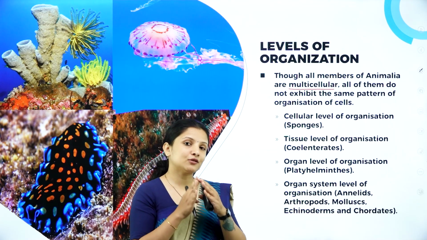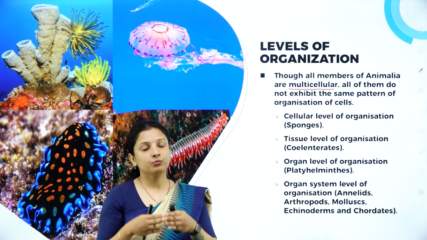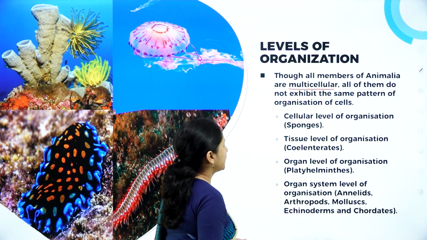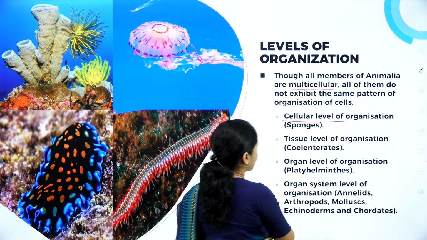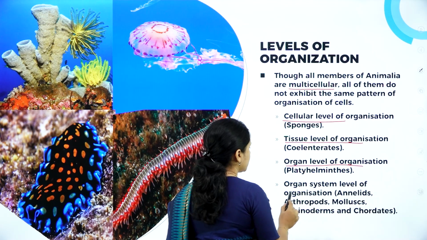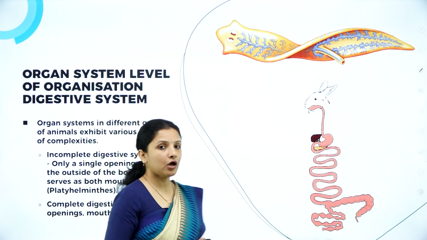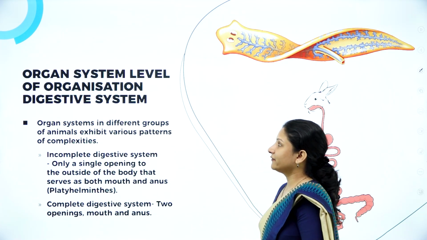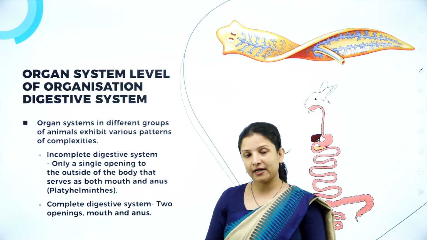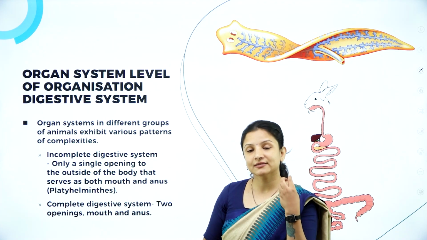So likewise, based on whether it is multicellular, or whether it is tissue level, organ level or organ system level, the organisms are classified under kingdom Animalia. So as I told you, there is cellular level of organization, tissue level of organization, organ level of organization, and organ system level of organization in animals. Now moving on to the organ system level of organization. Again, if we say they have an organ system level of organization, can we put the annelids and we human beings under the same phylum?